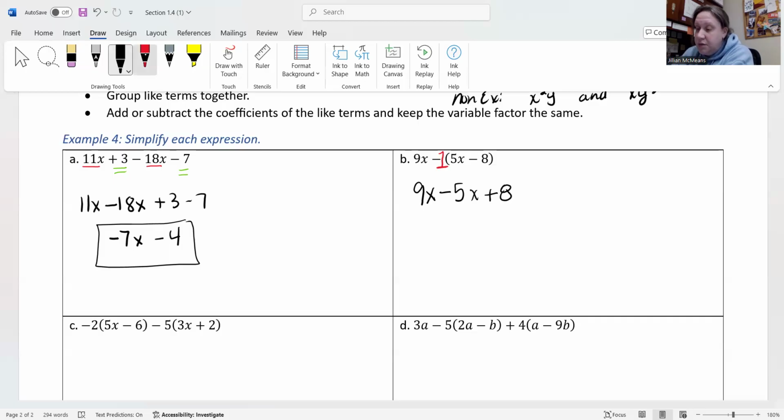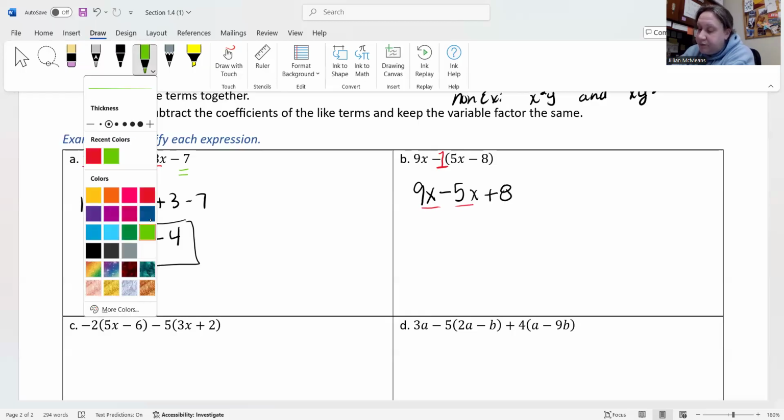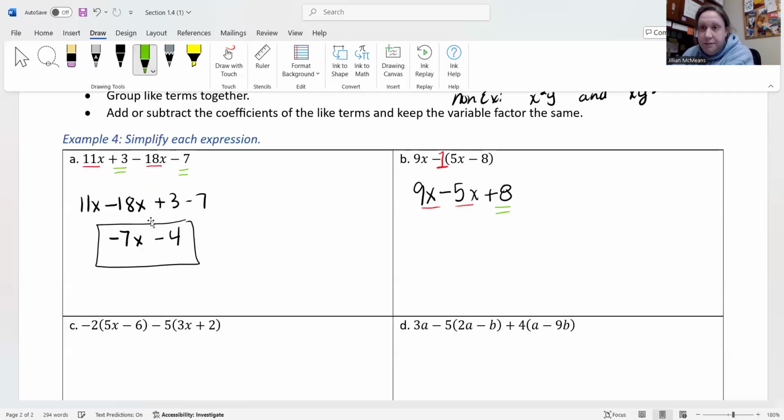My like terms are variable terms, and then I have my constant term. Okay. So I want to go ahead and combine my 9x minus 5x. So I would just take 9 minus 5, which is 4. And then I keep the x. And there's nothing to combine with my 8, so I just drop it down and leave it by itself. So that just remains a constant. So my final answer here would be 4x plus 8.